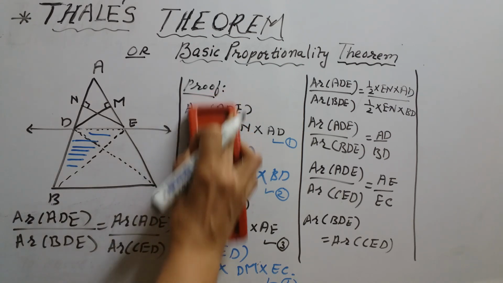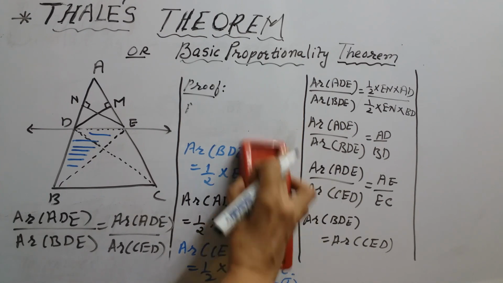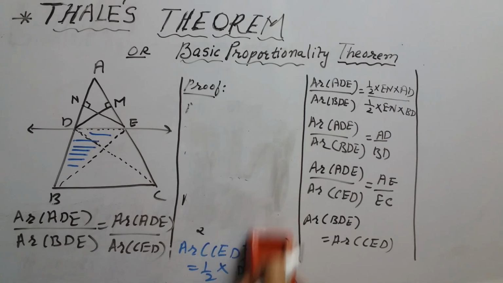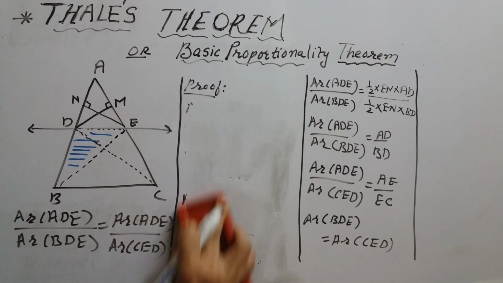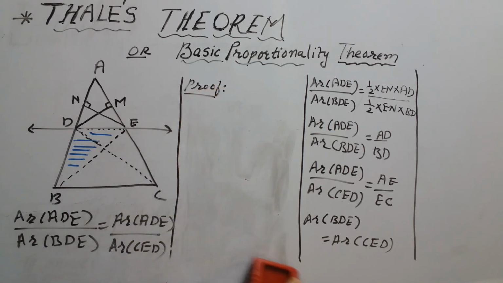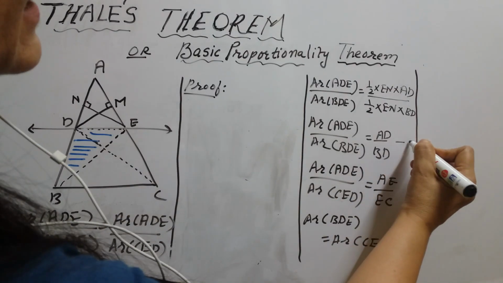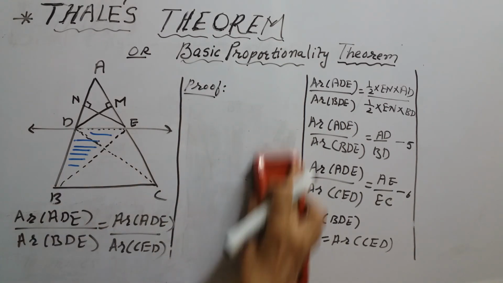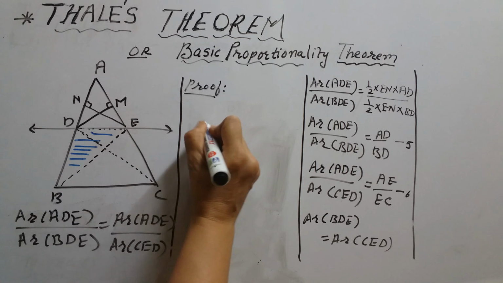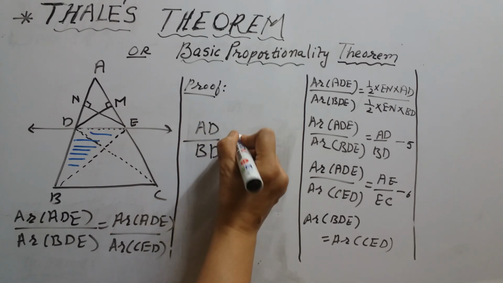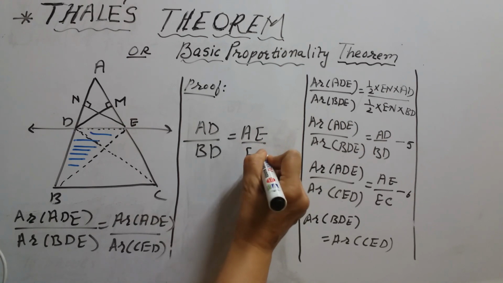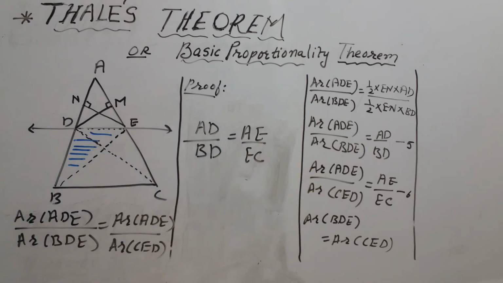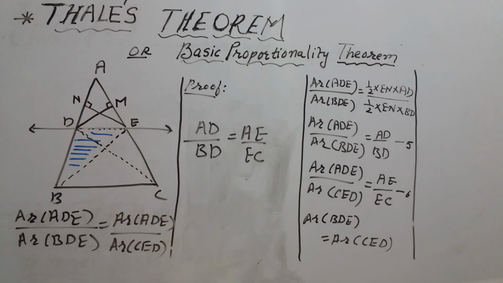In that case, as we equate the ratios, we have seen that the ratios are becoming equal. Hence, as we have derived the result here, this I am naming as statement 5, this I am naming as statement 6. So from 5 and 6, we can observe that AD by BD is equal to AE by EC, and this is what we wanted to prove. This is known as basic proportionality theorem. In a triangle, if a line is parallel to one side, it divides the other two sides in the same ratio.